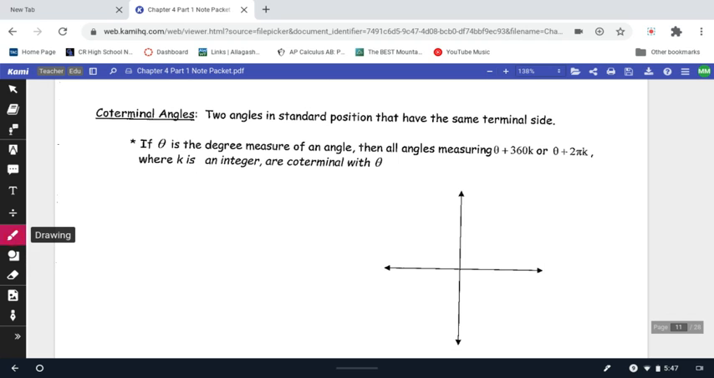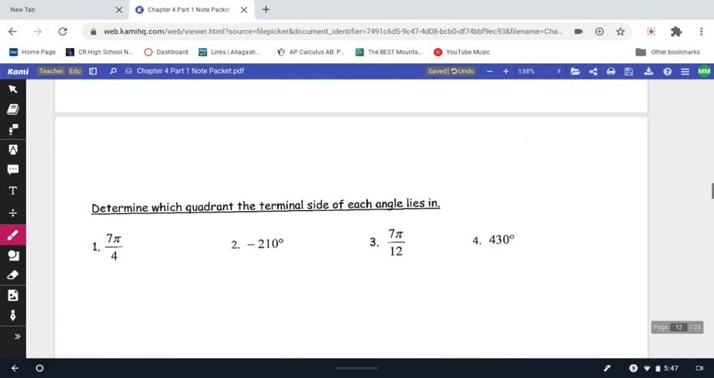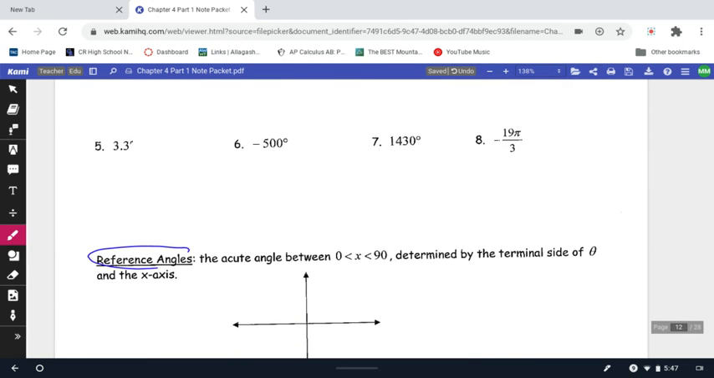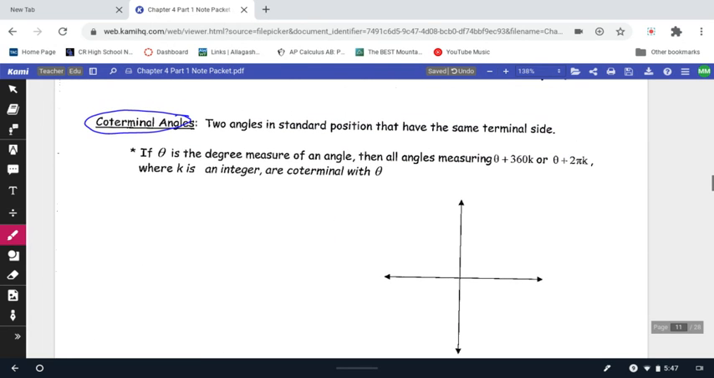Okay, so for day two, we're going to talk first about coterminal angles, and then the next important topic is going to be reference angles. And those are the two big ideas for this section. Okay, so coterminal angles are going to be two angles in standard position where the terminal sides line up with each other.